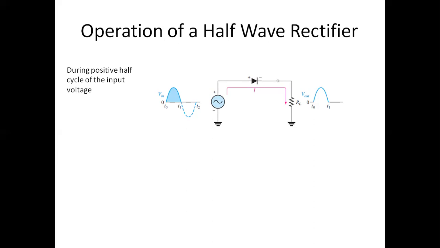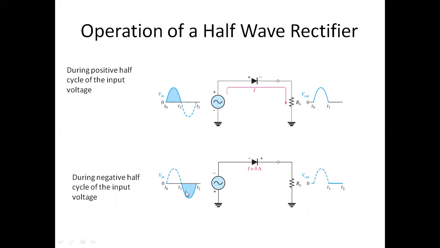And when that happens, the diode is forward biased, and therefore current can flow from the voltage source to the load. This is the load. And once current flows through the load, a voltage is developed across the load resistor. So this is the voltage that is developed when current flows through the load, as shown. So what we are saying is during the positive half cycle, the diode is forward biased because the anode is more positive than the cathode. And therefore current flows through the diode to the load resistor, and the load resistor develops a voltage across it.